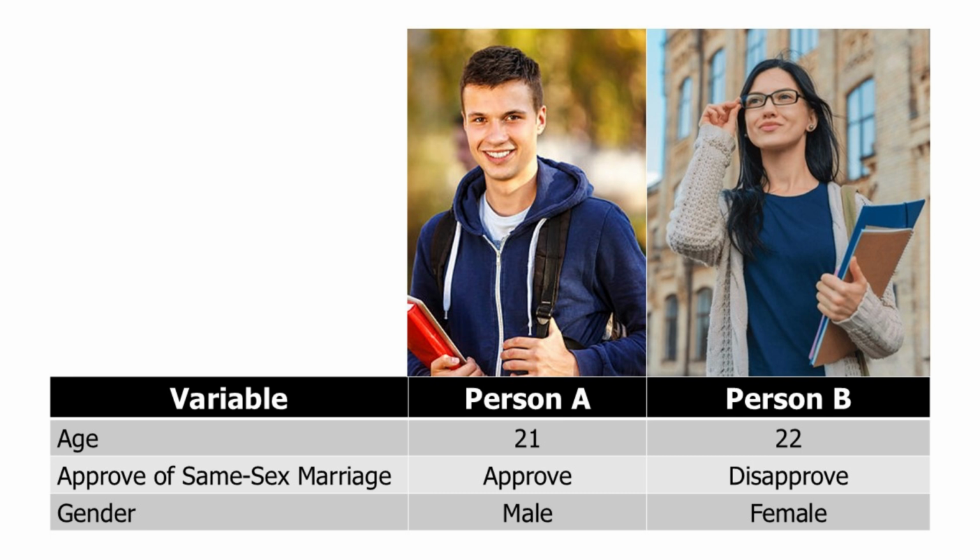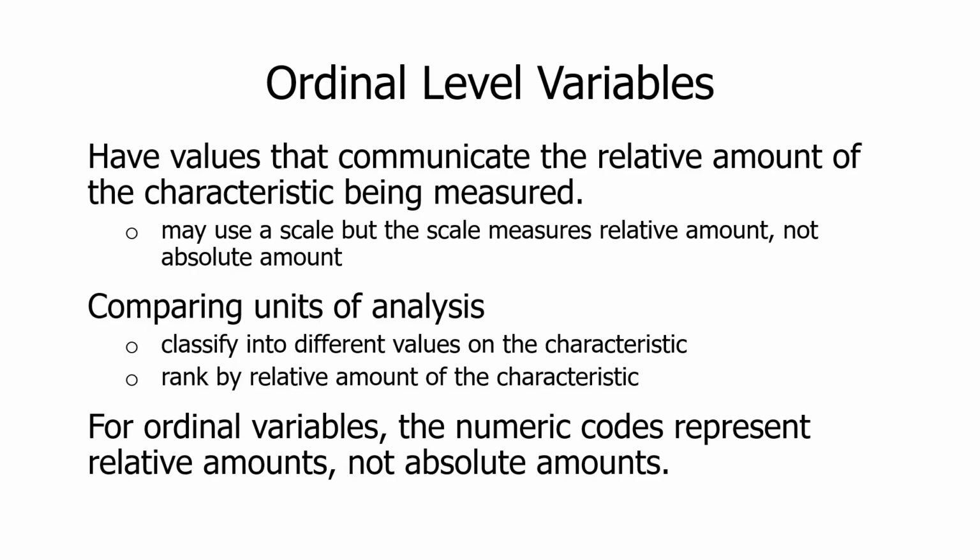You could rank these 10 and 15. You could rank them 0 and 4. As long as the codes line up with the relative amount of the characteristic being measured. Person B has relatively more disapproval than person A, but the difference is not 1 unit of approval or disapproval. The codes just stand for relative amounts.